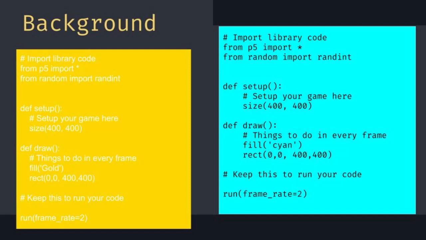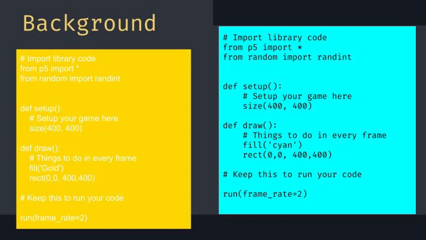So we will define the function setup and give a size to the screen with the following code: def setup, #setup your game here, size, 400, 400. When this function is defined, we will define the function draw, as it is the function we will run every frame to show the drawing. Def draw, #things to do in every frame, and to finish we will use the function run with the information of the frame rate. #keep this to run your code, run, frame_rate equals 2.